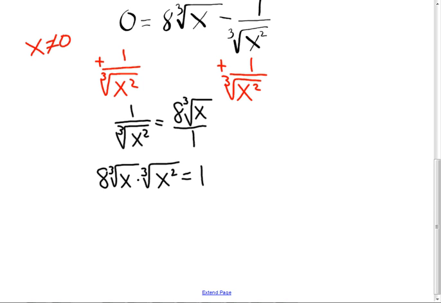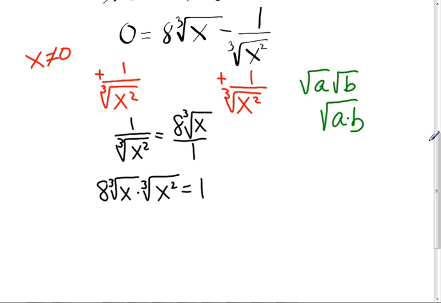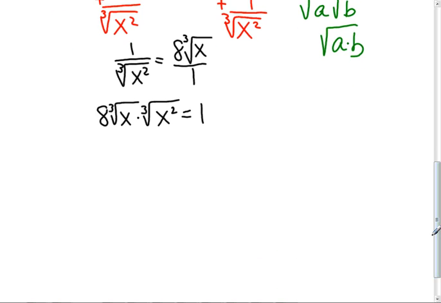Now, do you guys remember this from algebra? If you have the square root of a times the square root of b, you can write that as the square root of a times b? Well, you can't if you have negative numbers for a and b, but we're not dealing with imaginary numbers, so we don't have to worry about it. We're dealing with reals, or positive numbers, not negatives.